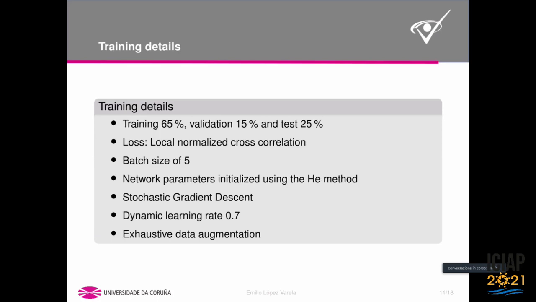Here you can see, for example, that we use as loss the local normalized cross correlation. Besides, we use quite exhaustive data augmentation to improve the generalization of the network. This augmentation includes elastic transforms, blur, noise addition, and others.